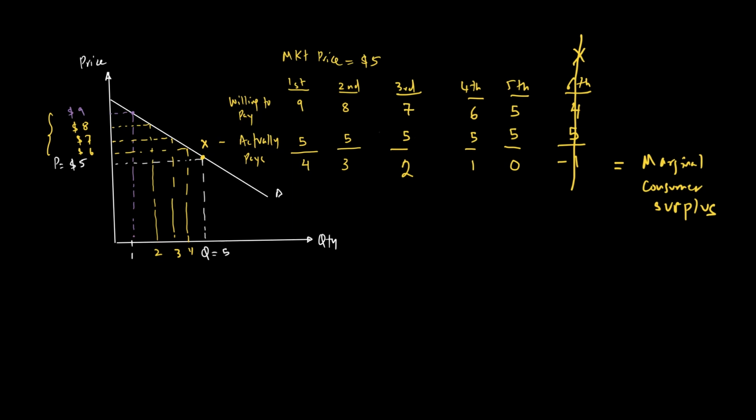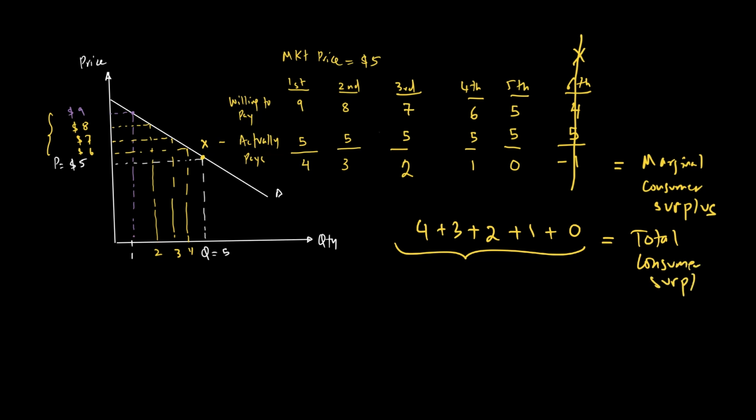And that would mean that I will be pocketing all of this amount. So if I add all of this amount, 4 plus 3 plus 2 plus 1 plus 0, I will get my total consumer surplus, and that total consumer surplus will turn out to be 4 plus 3 is 7, plus 2 is 9, plus 1 is 10. I pocketed $10 of consumer surplus.